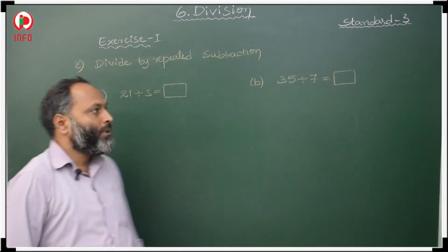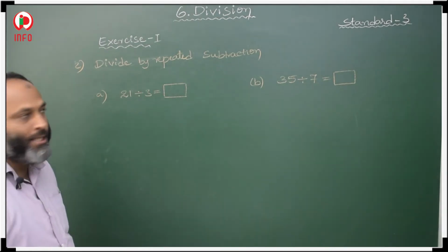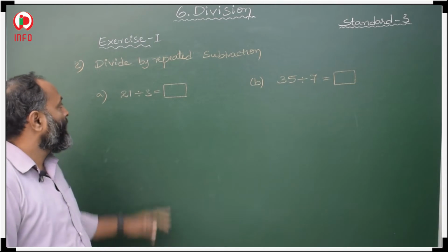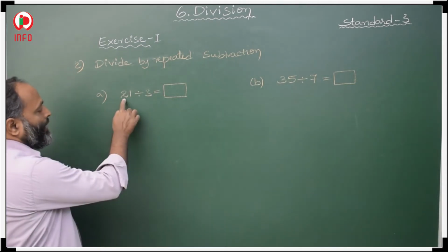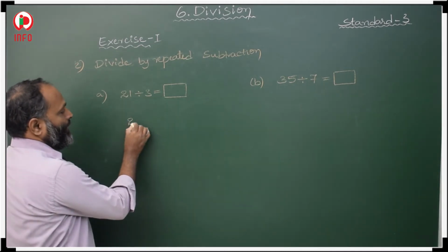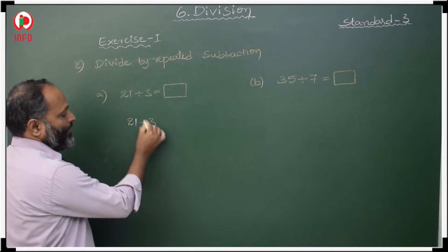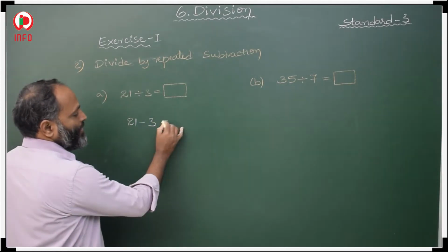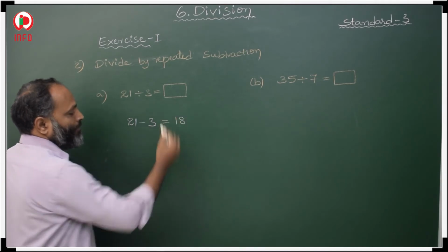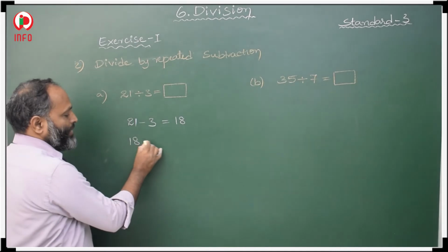Okay. Now students, see here, divide by repeated subtraction. Second question in the first exercise: divide by repeated subtraction. So how to do it? First we have 21 divided by 3 given. First we take 21 minus 3. 21 minus 3 is how much? It is 18. Again we take this difference, 18 minus 3.